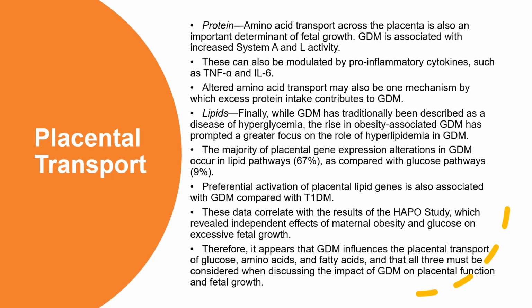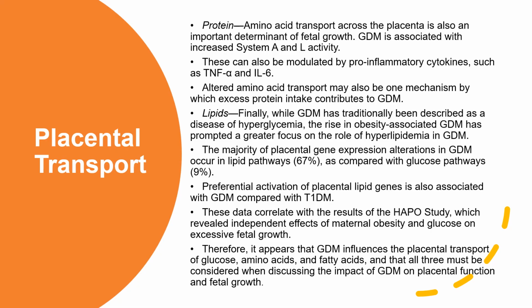And lastly, lipids. Finally, while GDM has traditionally been described as a disease of hyperglycemia, the rise in obesity-associated GDM has prompted a greater focus on the role of hyperlipidemia in GDM. The majority of placental gene expression alterations in GDM occur in lipid pathways, or 67%, as compared with glucose pathways, 9%. Preferential activation of placental lipid genes is also associated with GDM compared with type 1 diabetes mellitus.